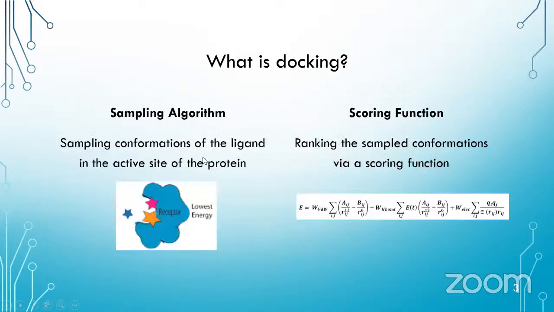A sampling algorithm is kind of like a jigsaw puzzle. You try different ways of fitting a piece into a puzzle, and you find the best way based on which fits best and its energy. This energy is calculated using the scoring function. The scoring function will use different sorts of interactions and different scalars to modify it. This is just one example. This will vary based on different algorithms. The algorithms vary because of the way they calculate their scoring energy.